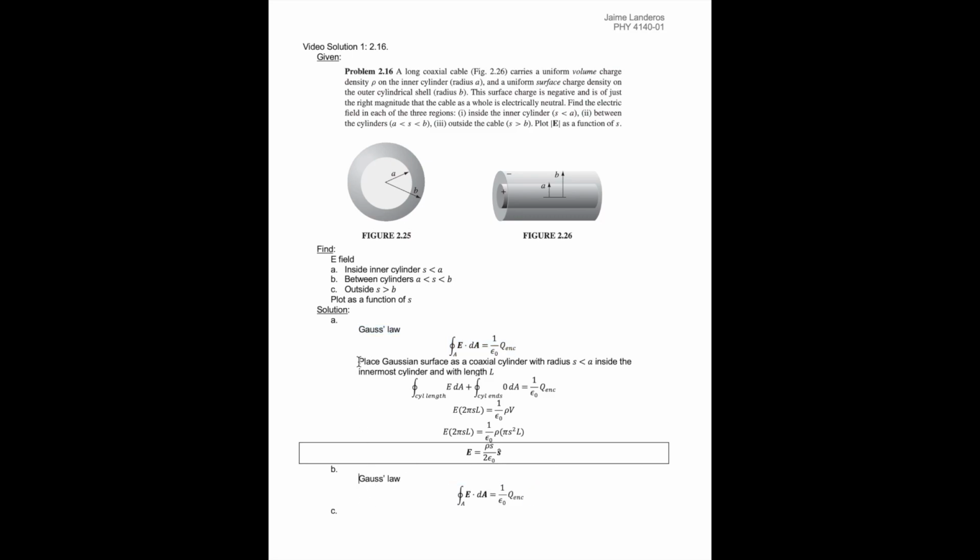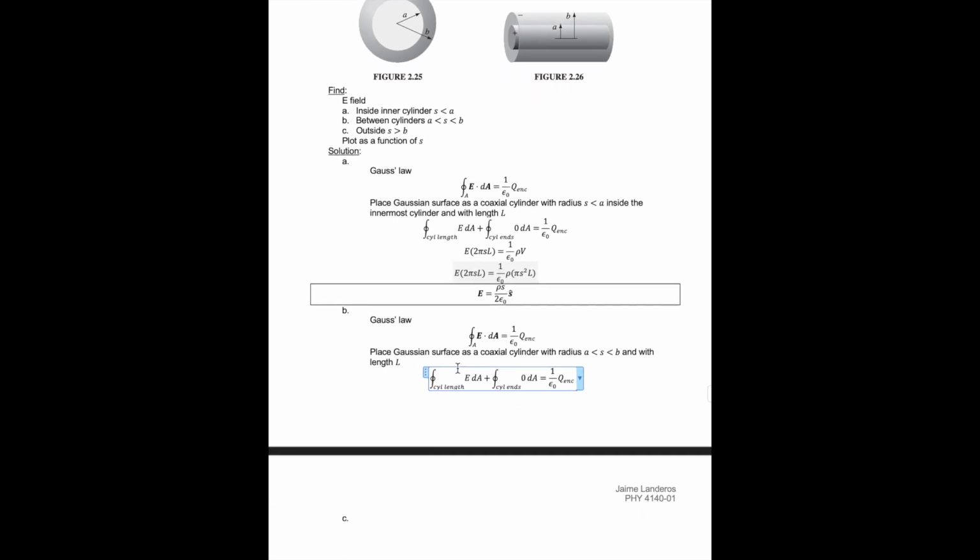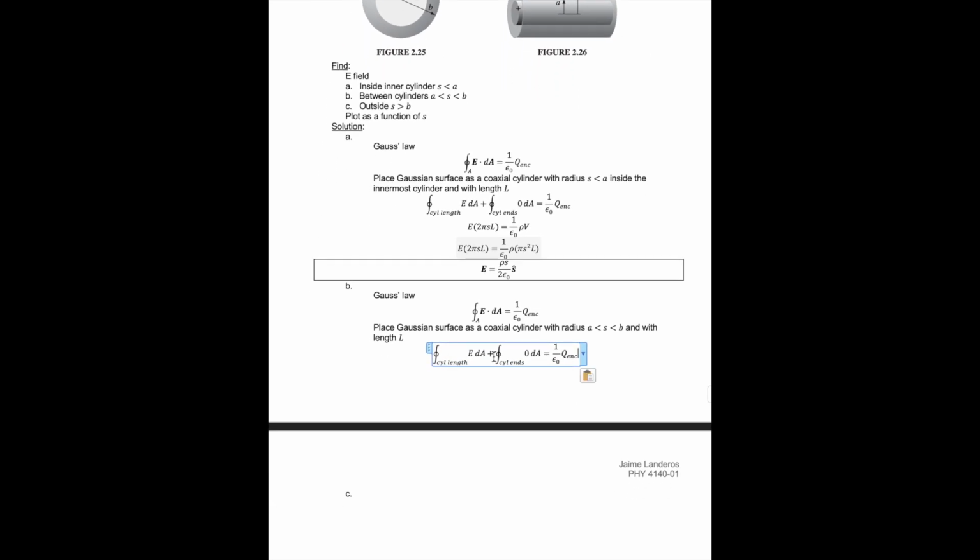This time, we're going to place our Gaussian surface also as a coaxial cylinder, but instead of a radius within A, it's going to be between A and B, and not within the innermost cylinder, right? And it's going to have length L, once more. Okay, and so by the same argument, the electric field vector is radially outward and 0 in the z direction. So we're going to decompose our surface integral in the same way. We're going to have 0 through these ends.